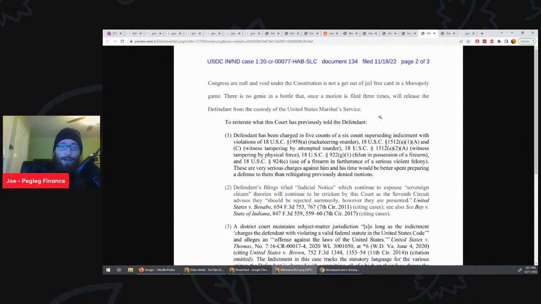Isn't that a glorious paragraph? There is no get out of jail free card. This isn't Monopoly. There is no genie to get you out of the custody of the United States Marshal Service. I love that.